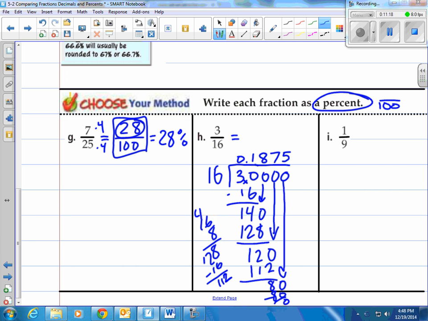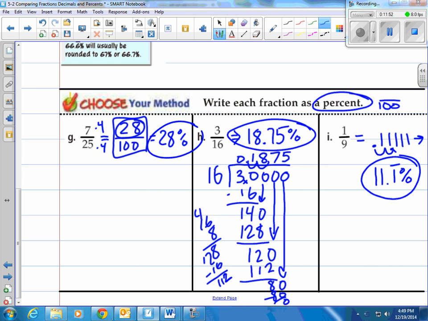Then if we want to change that to a percent, what is that going to be? Well, move the decimal 2 spots, and then add on the percent symbol. So that's 18.75%. All right, what about 1/9 here on the end? I know that this is 0.11111. It keeps going. Changing it to a percent, move the decimal over 2 spots, we end up with 11.1 repeating. Keep going. Put on a percent sign. There it is.